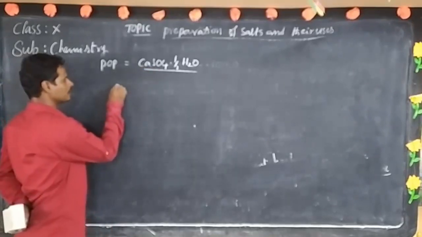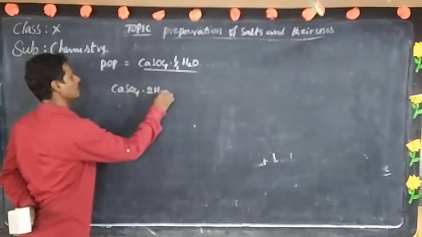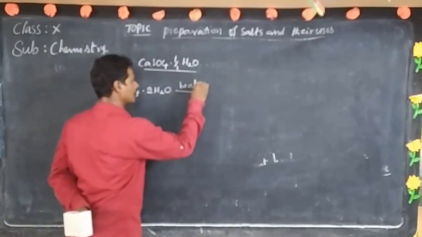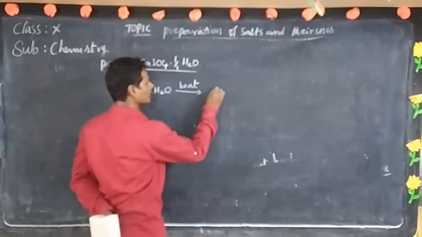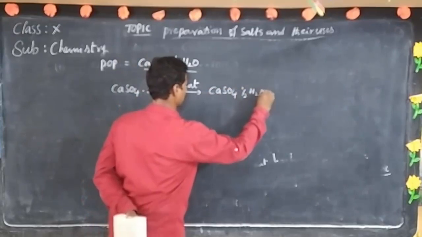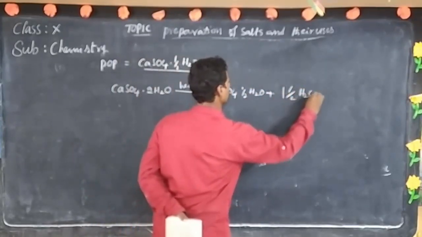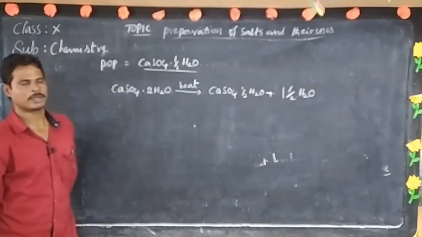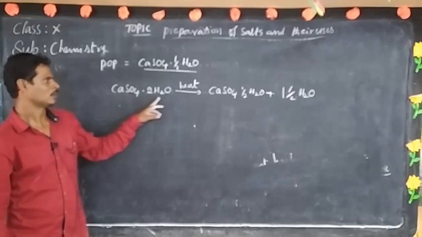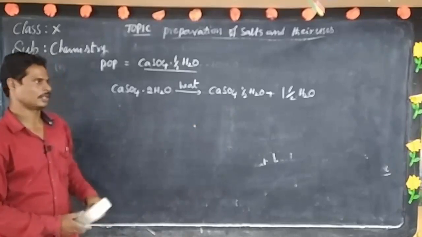Now gypsum, CaSO4.2H2O, this is the formula of gypsum. By heating, it loses water molecules to form plaster of Paris. This is the preparation of POP: by heating gypsum to get plaster of Paris by the loss of water molecules.